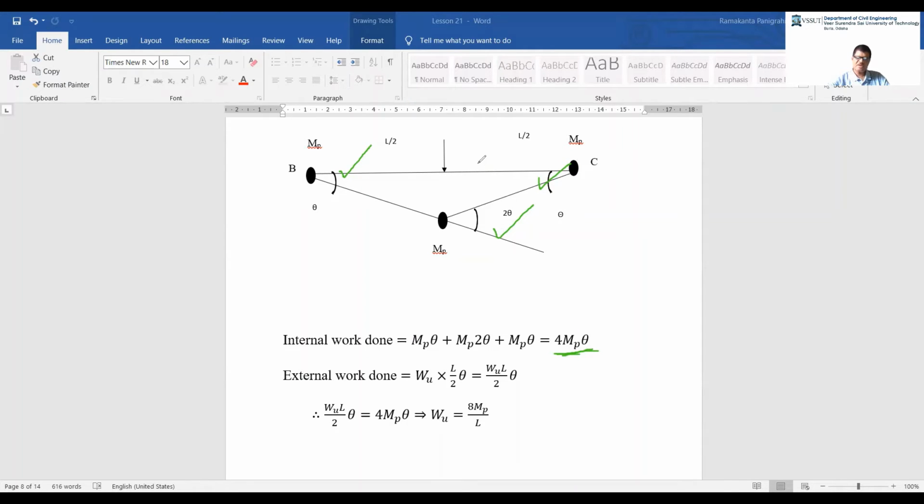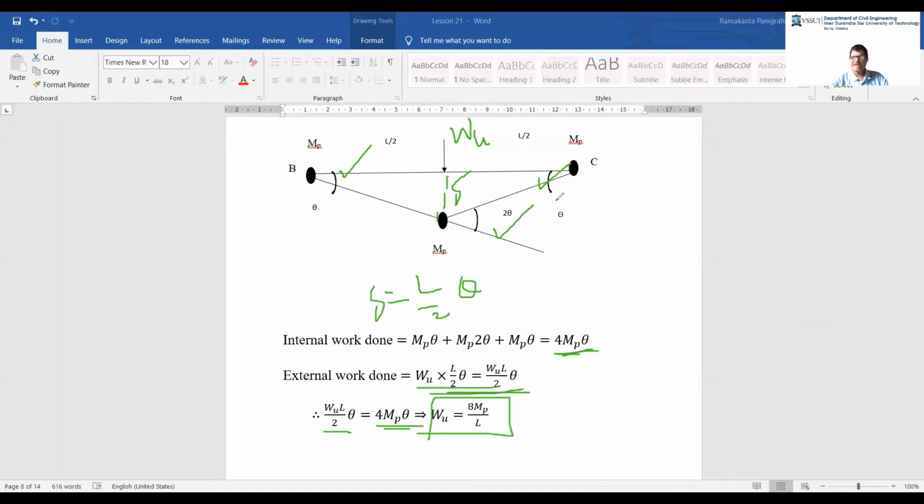Similarly, the external work done is this load, Wu, multiplied by this displacement, delta. Delta is equal to L by 2 into theta, from the geometry. So the external work done, Wu L by 2 theta, is equal to the internal work done. So Wu becomes 8 Mp by L.